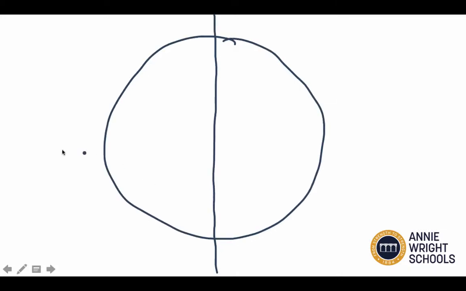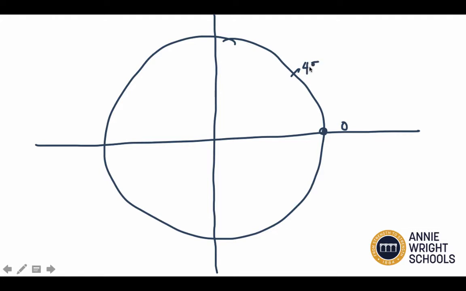This time I'm not going to walk 30 degrees around, I'm going to walk 45 degrees around. So here's 0, here's 45, 90, 135, 180, 225, 270, 315, and 360.